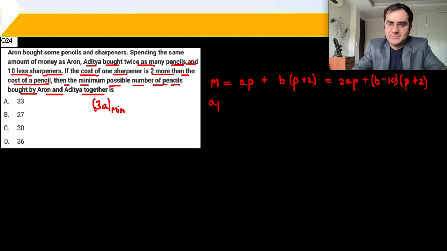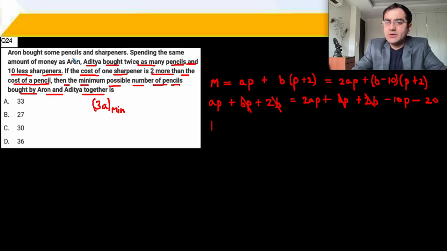So we expand it. BP plus 2B is equal to 2AP minus 10P minus 20. Okay, some stuff gets cancelled. BP and 2B is cancelled. Now let us bring 10P and 20 on LHS. 10P plus 20 is equal to 2AP, AP subtracted over here. So 2AP minus AP is AP, where A is the number of pencils, which is an integer. So 10P plus 20 is equal to AP. So cross multiply, upon P becomes equal to A.